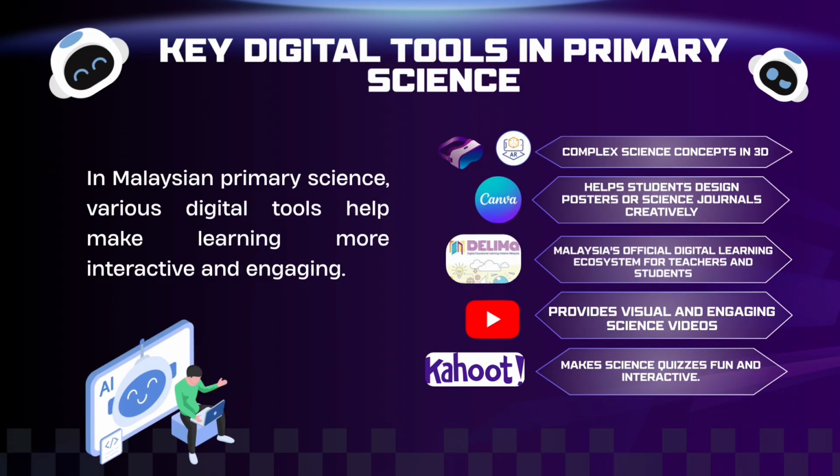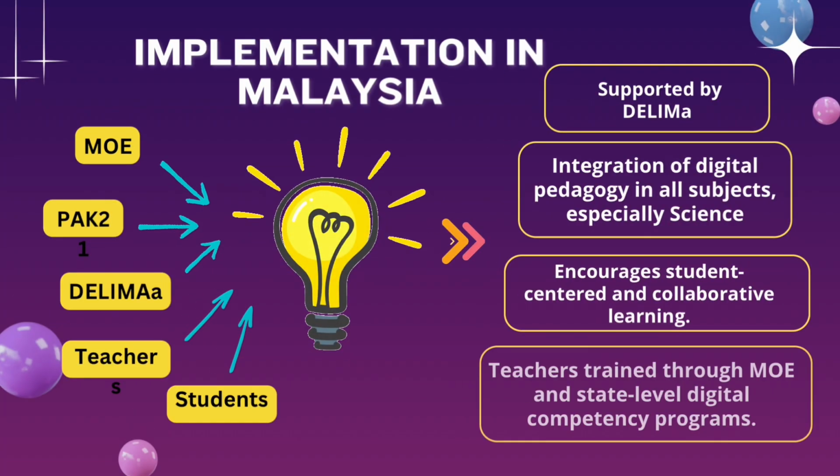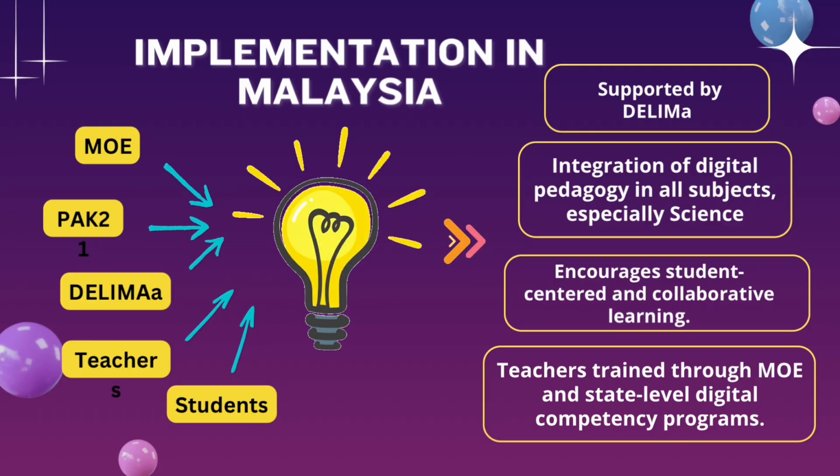Next, we have Kahoot and quizzes, which turn science quizzes into fun competitive games. The tools motivate students to review their knowledge while enjoying the learning process. Lastly, Google Classroom helps teachers organize lessons, share materials, and give feedback to students efficiently. It allows students to submit work and access resources anytime and anywhere. By combining these tools, teachers can make science lessons more interesting, creative, and engaging, helping students learn through discovery and collaboration. Now I will explain about the implementation of digital learning tools in Malaysia.